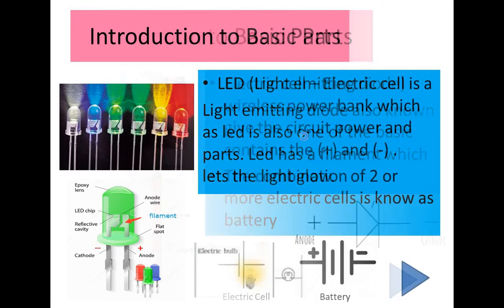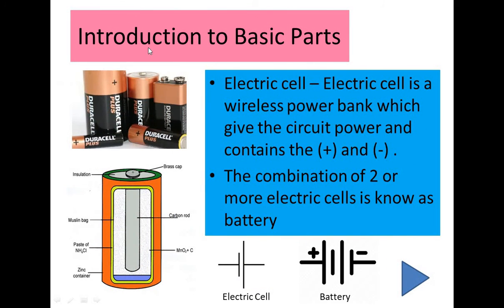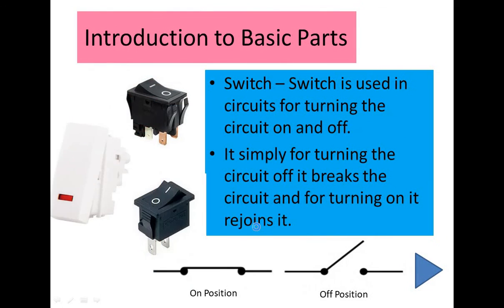If we go to this slide, a battery consists of a negative and positive terminal which gives power to every component. The combination of two or more electric cells is known as a battery. Now you can see these are different types of batteries, and what is inside the battery.